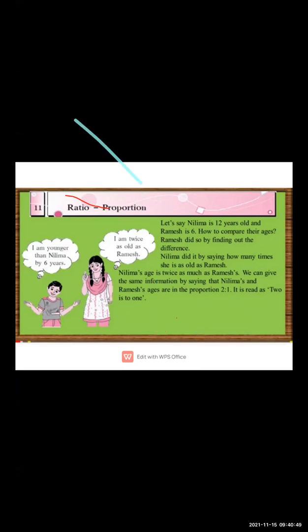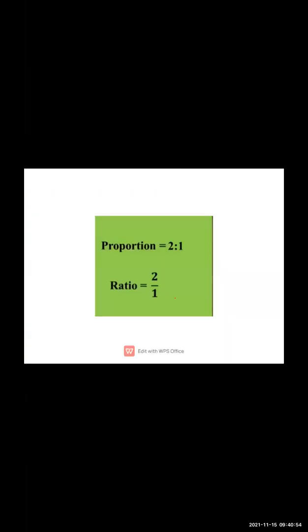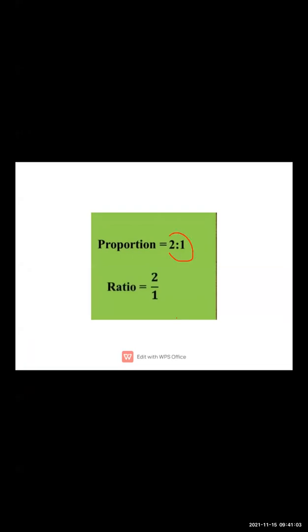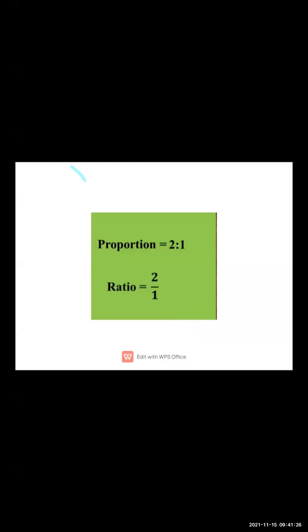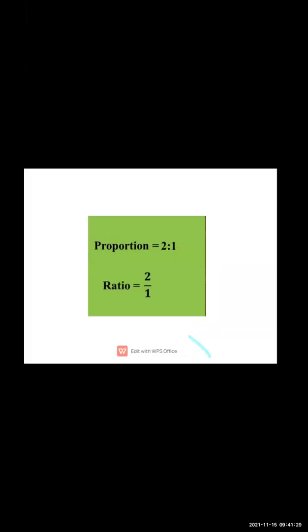Let's see. If you are writing 2:1, that is the proportion method. And for a ratio, you write 2/1. This is the ratio method. This is a proportion. You will come to know slowly, and we will start with a practice set.